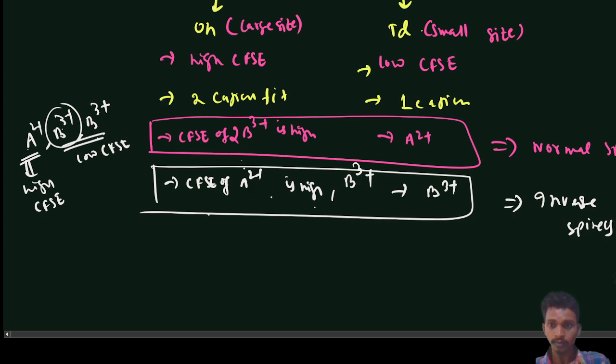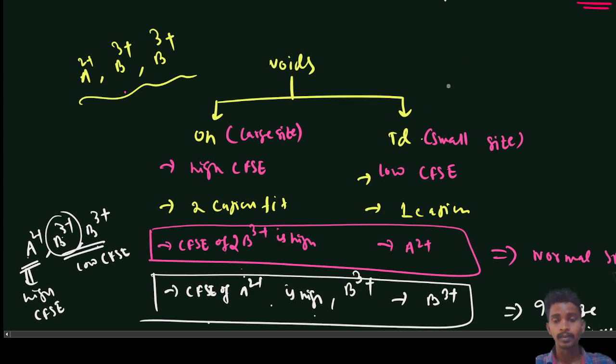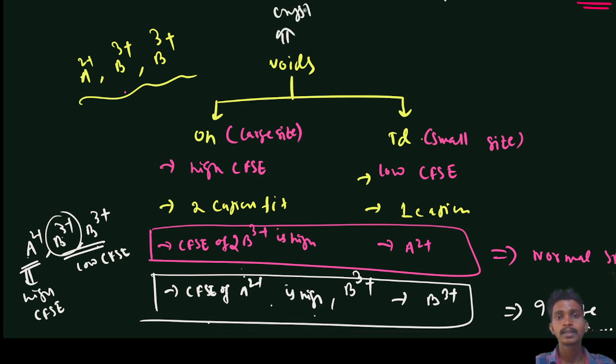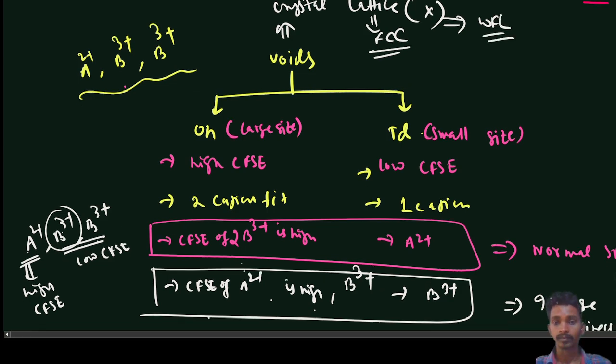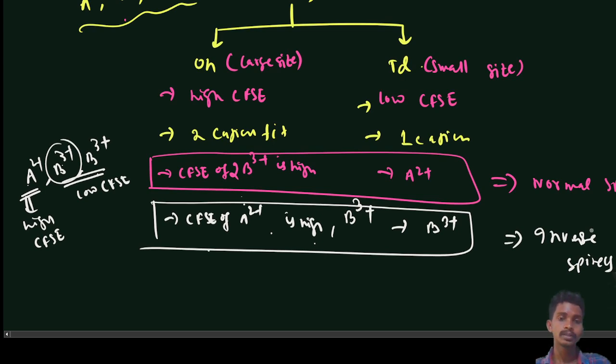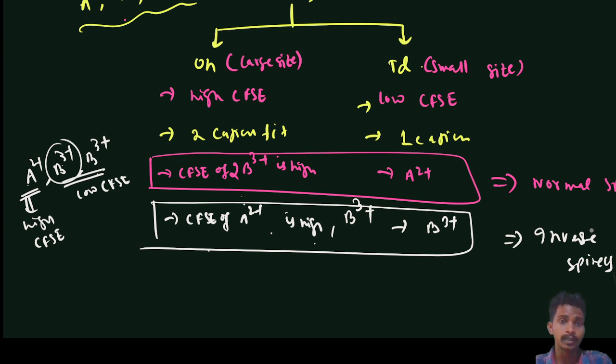So these things we have discussed in the previous class. Also, we say that the crystal lattice, these holes are formed by the crystal lattice of X, which is generally an FCC lattice, and for spinels it is always weak field ligands. So now we will discuss how, by using CFSE, we can determine octahedral and tetrahedral with examples.